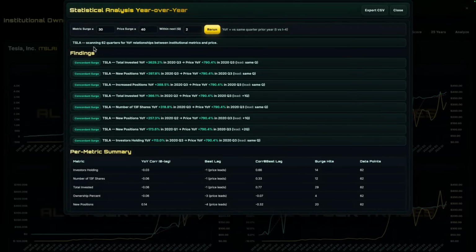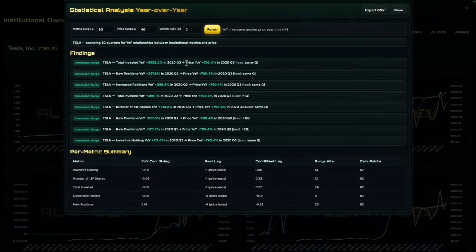Tesla. Now again, scanning 62 quarters. I'm just curious to see. We take 62 quarters divided by 4 quarters. That's about 15 years. So it just scanned 15 years of institutional ownership data, ran it through its statistical mainframe analysis. And it shows you what happened.